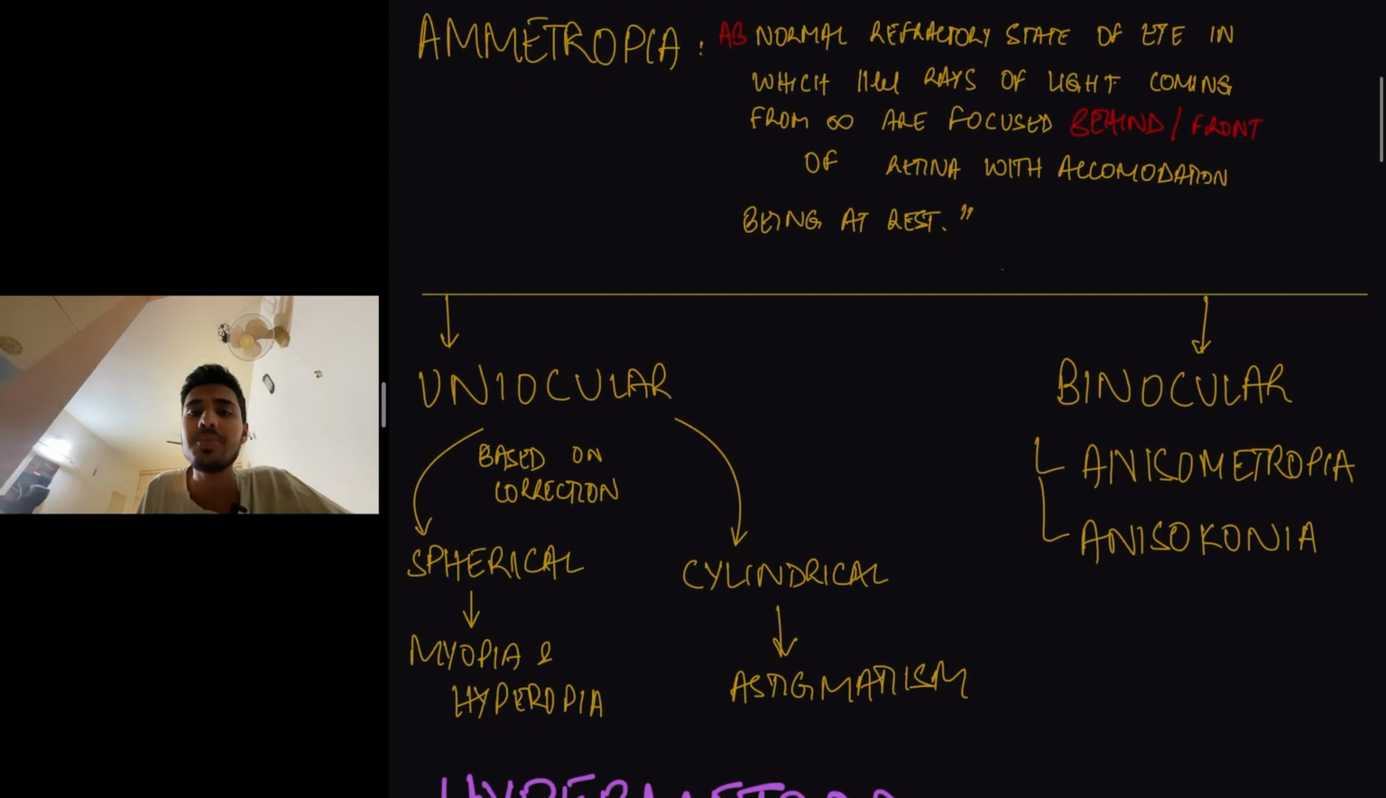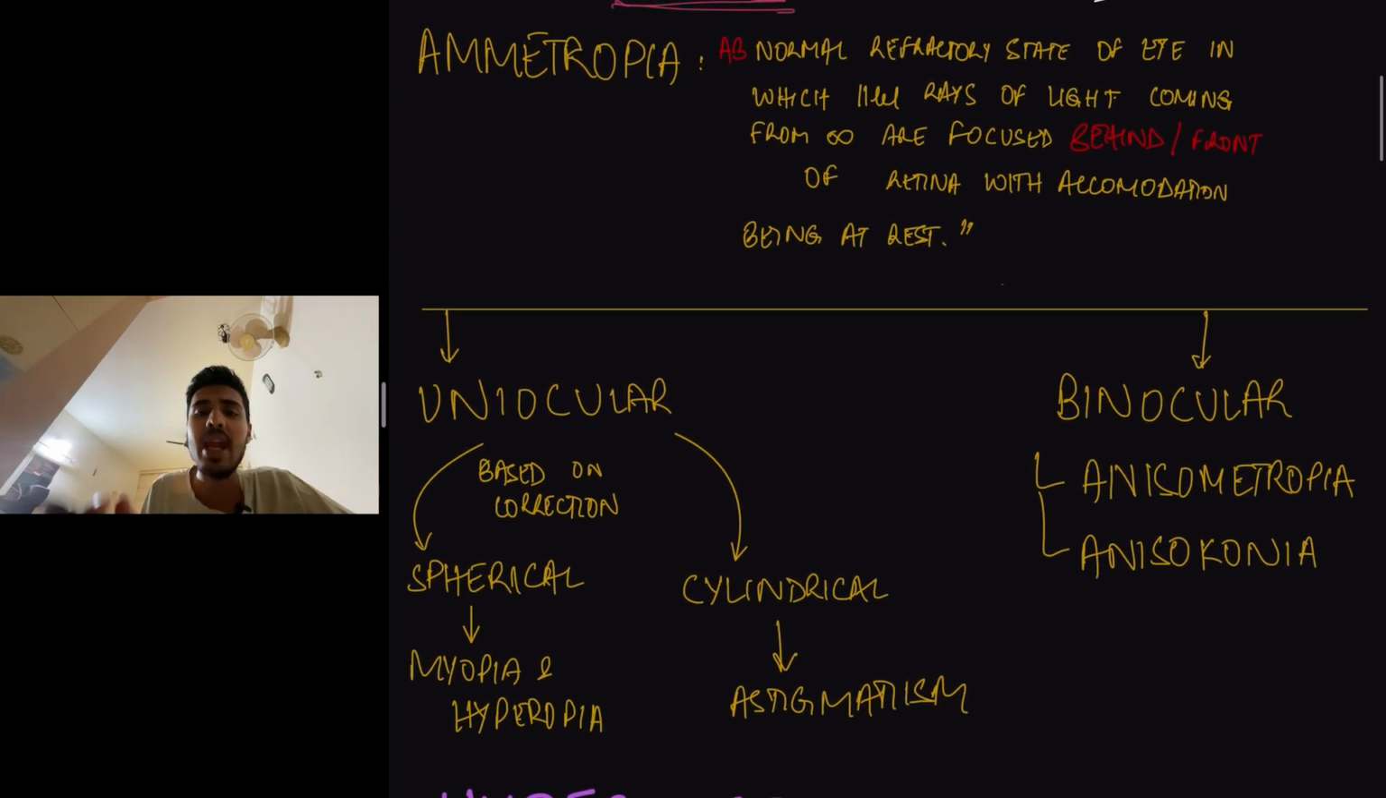Next, coming to ametropia. Now, what is ametropia? Ametropia is the abnormal condition. Very important: emmetropia is normal. So, the abnormal refractive state of the eye in which parallel rays of light coming from infinity are focused either behind the retina or in front of the retina with accommodation being at rest. So, these are the only two changes in the definition. Everything else is the same as emmetropia.